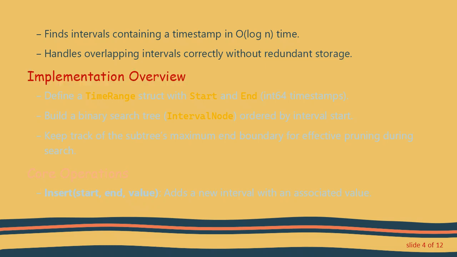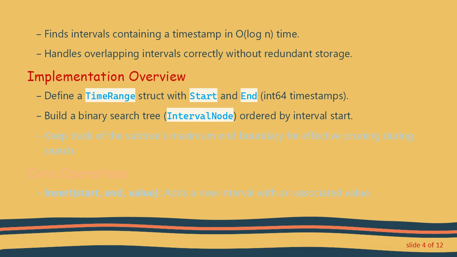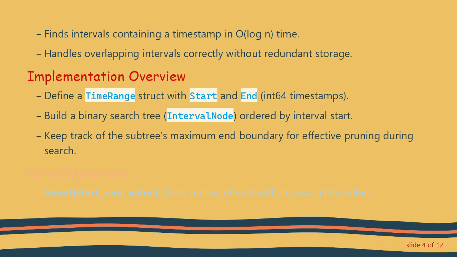Implementation overview. Define a time range struct with start and end, as int64 timestamps. Build a binary search tree of interval nodes, ordered by interval start. Keep track of the subtree's maximum end boundary for effective pruning during search.